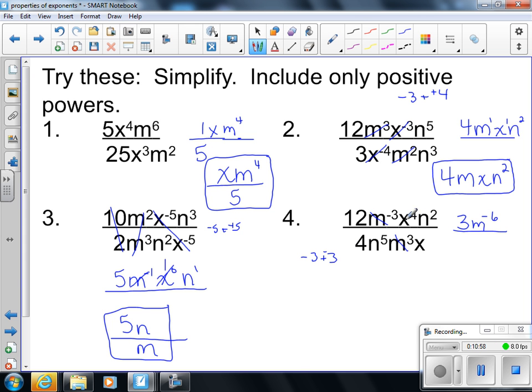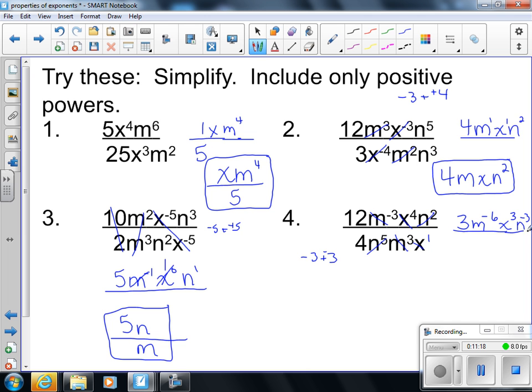Any other x's? Looks like it. Okay, x to the fourth. This is x to the first. I subtract them, so this would be x to the, I'm sorry, third. X to the third. Good. And then my n's. N to the second over n to the fifth gives you n to the negative third.